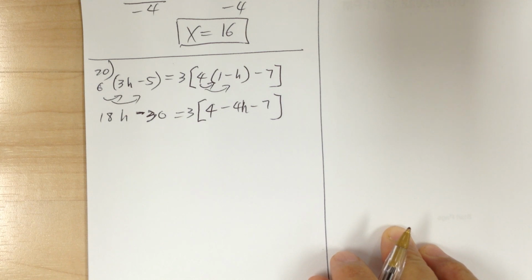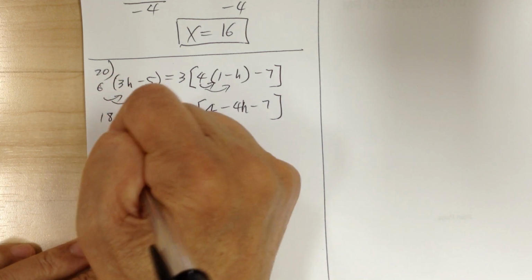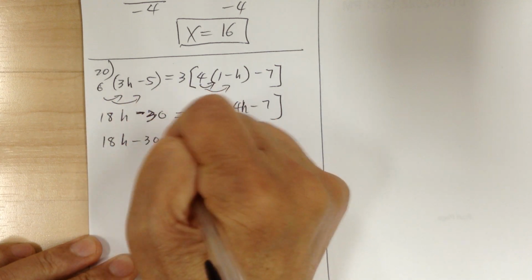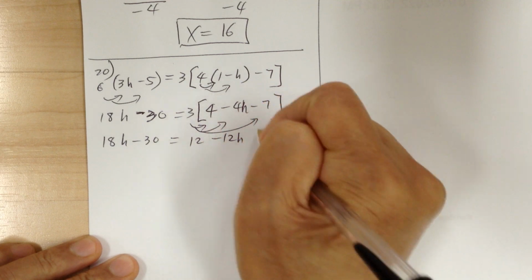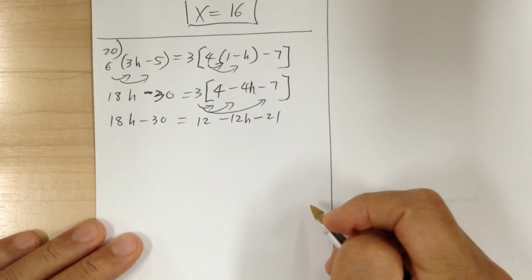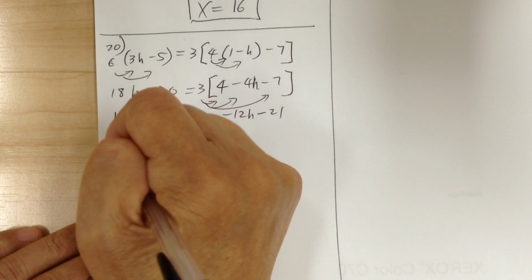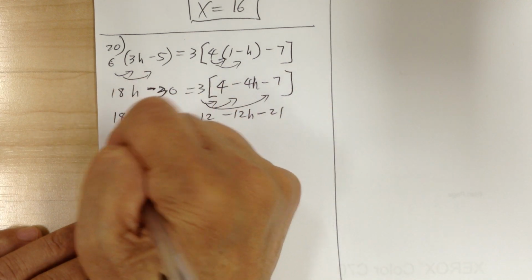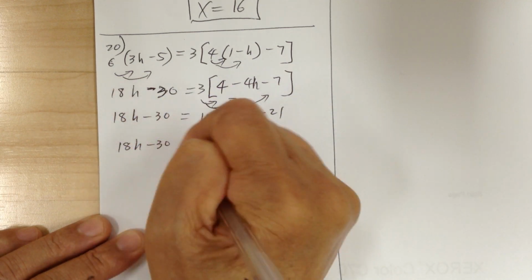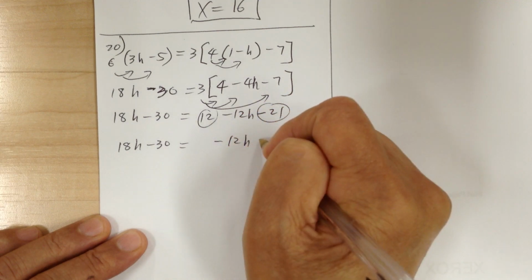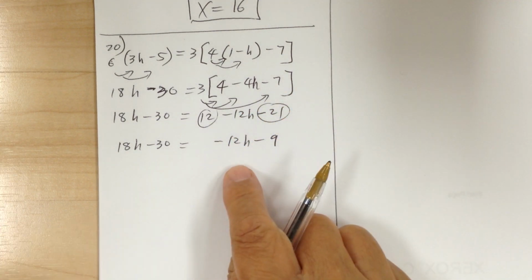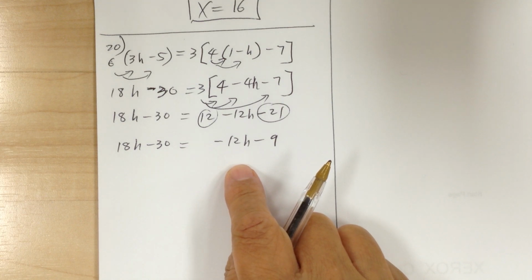Okay. So next, let's go and undo the bracket. So 18h minus 30 equal to 12 minus 12h minus 21. Then after that, let's go and combine the like terms because there are too many things over here. So this one and this one can combine. So it would be negative 12h minus 9. I kind of like to write the variable first before the number.